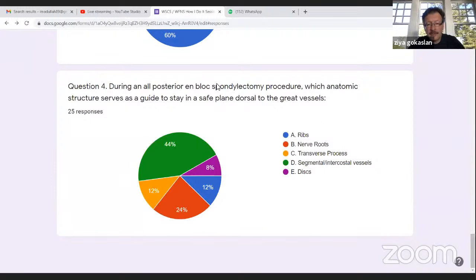I tried to cover that during my talk: which structure serves as a guide to find the right plane dorsal to the great vessels? You can see the majority of the participants got this right. Segmental or intercostal vessels are the ones that we use as a guide. If you stay dorsal to these structures, typically it will keep you out of trouble.